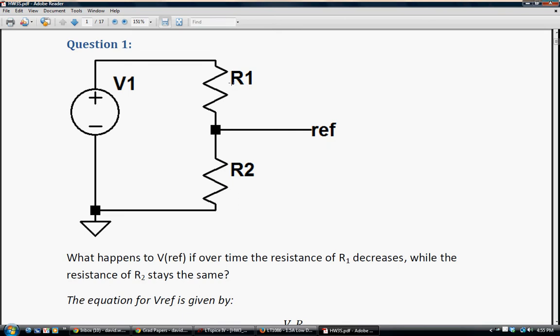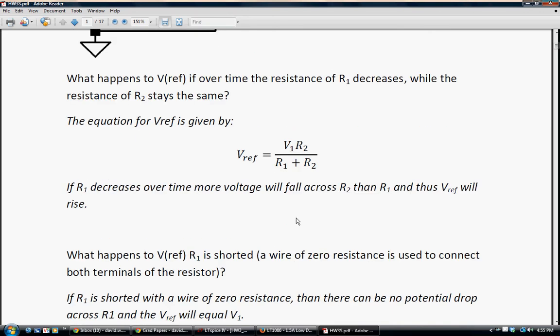So if R1 is decreasing, the potential across the sum of these still has to equal V1. So if R1 decreases, the potential drop across R2 has to increase, and Vref will rise. And you can see that in the equation right here.